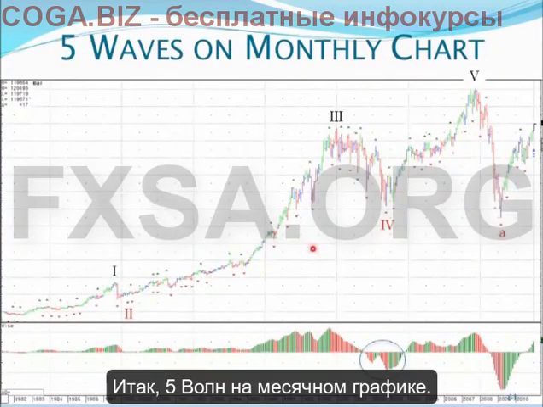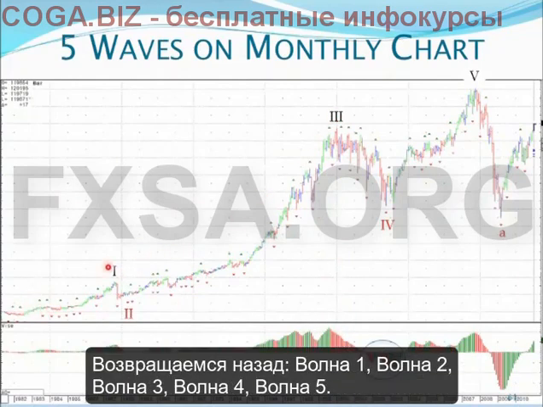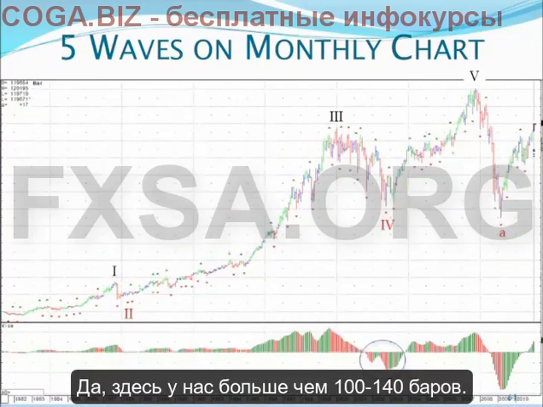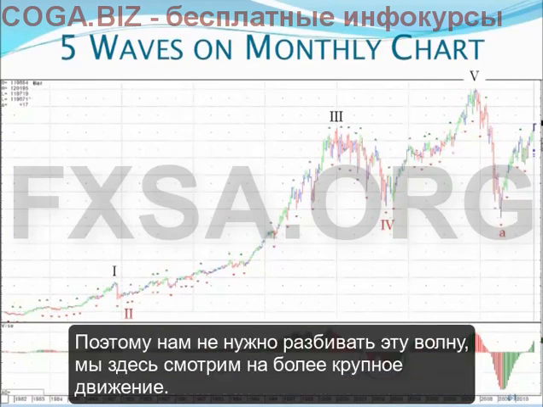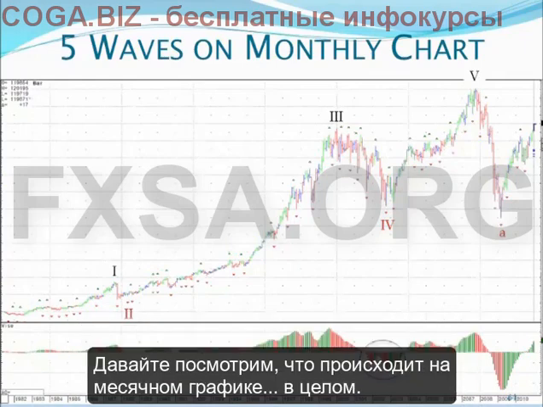Now let's say 5 waves on a monthly chart. We're going to find our tallest peak, wave 3. We go back: wave 1, wave 2, wave 3, wave 4, wave 5. Now yes, we have more than 100 to 140 bars here, so we're not trying to break this down. We're looking at a larger movement here. Let's see what's happening on the monthly chart, overall picture.